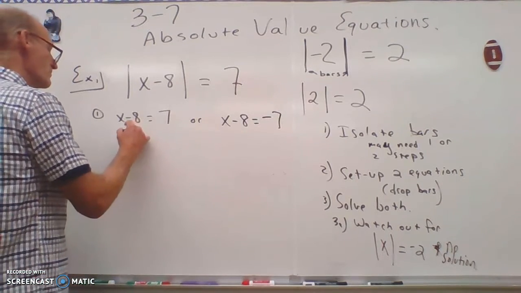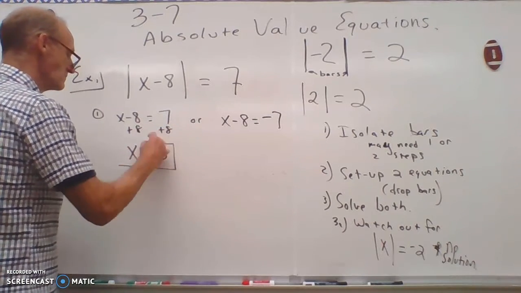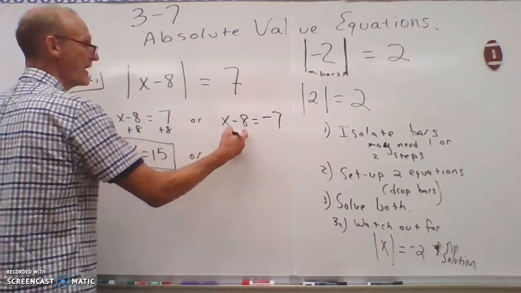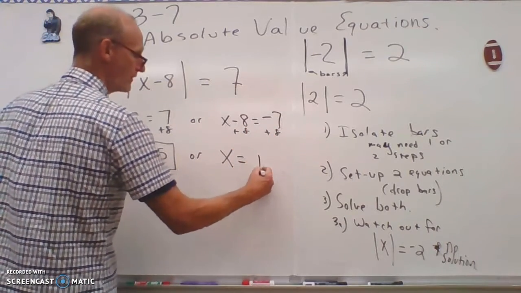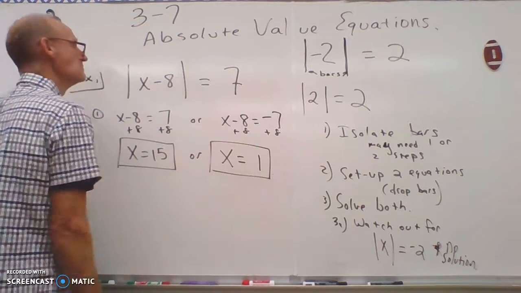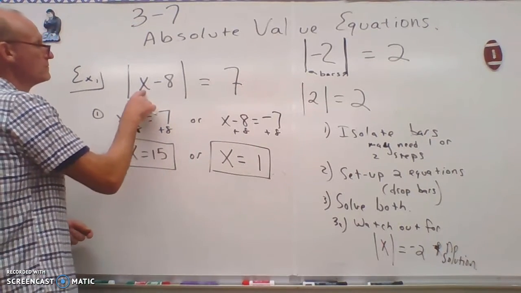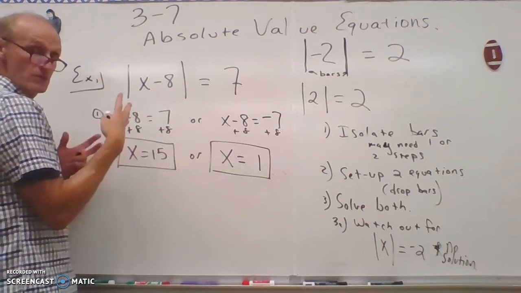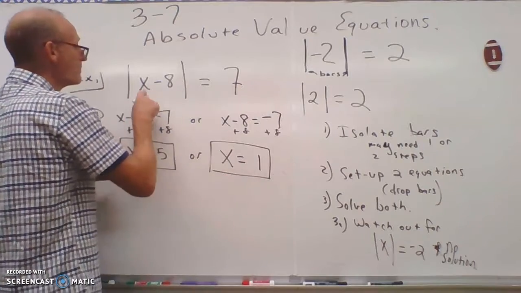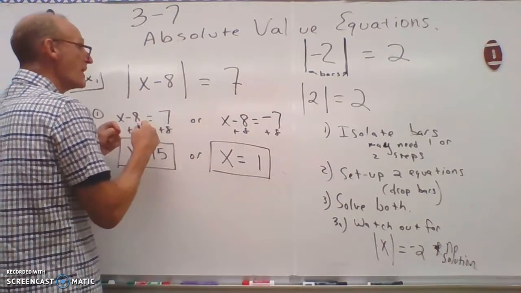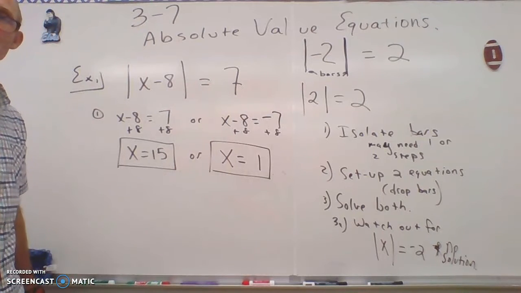All right, so I'm going to solve both of these. These are pretty easy. X equals 15. Or, add to 8, x equals 1. All right, now substitute that back in. 15 minus 8 is 7. 1 minus 8 is negative 7, but the absolute value of negative 7 is 7. So we get two solutions there. All right?